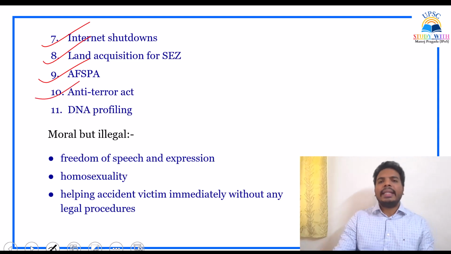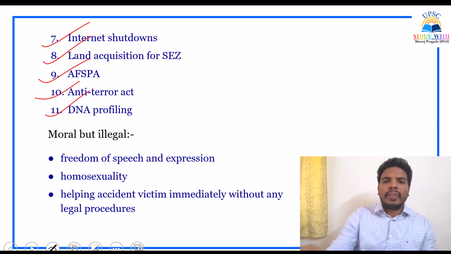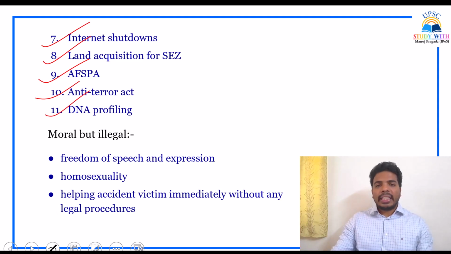Similarly, there are many anti-terror acts which give unlimited powers to the police. Many innocents have been harassed by the police in many countries. That is immoral. Similarly, DNA profiling can also be misused. So all these things are legal in countries at one point in time or another. Even many of the points we have mentioned are legal even today, but they are immoral.